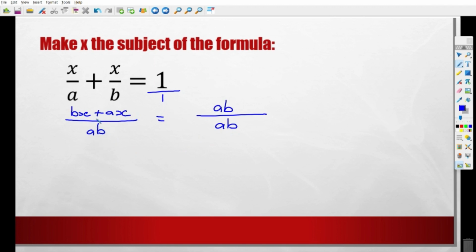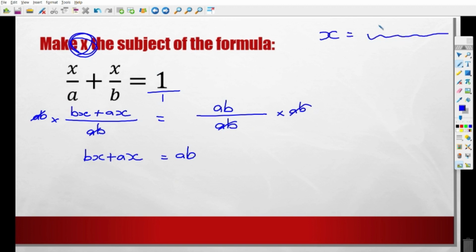Now, let's just look at this first. Okay, I see I've got an LCD there that I don't like. Multiply by AB on both sides. Okay, we know how to do this already. Cancel, cancel, cancel, cancel. Now I've got BX plus AX equals AB. Alright, fantastic. Alright, they say make X the subject. Meaning what? X is equal to something.